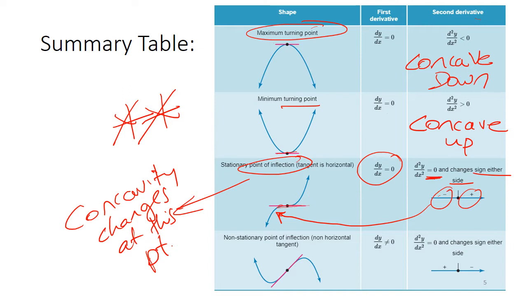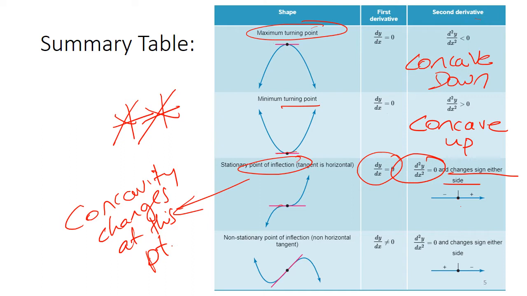To verify whether or not a point is a stationary point of inflection, you need to use the second derivative test. First, is the second derivative equal to 0? Does it equal 0? Then you need to check whether or not the sign changes on the left and then to the right of the point.